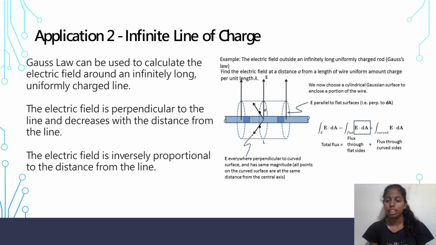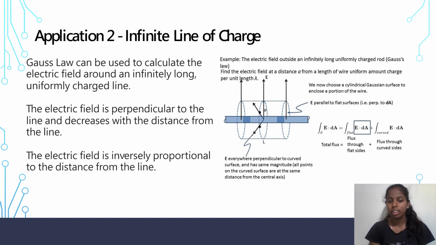As we have seen in the spherical case, the formula is E equals Q divided by 4 pi epsilon naught r square. As the square of the distance increases, the electric field around the sphere will decrease. In this infinite line of charge, as the radius increases, the electric field will be decreasing.